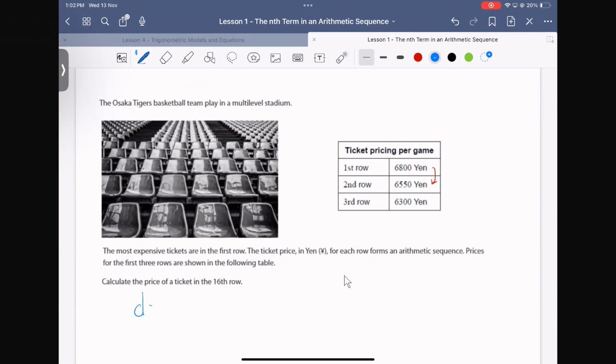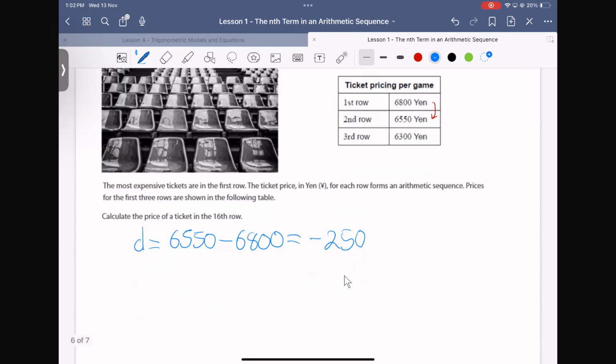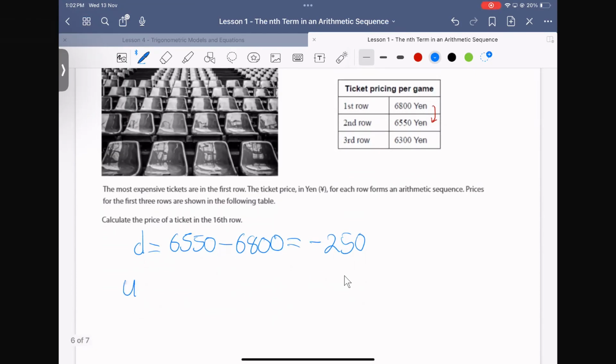So we'll start off with d is equal to 6550 and then subtract the term before it. What does this give us? Negative 250. So our common difference is negative 250, and we have to calculate the price of a ticket in the 16th row. So we need U16 is equal to U1, which is 6,800, plus 16 minus 1 times negative 250. I'll put a little bracket around the negative 250 so it doesn't look like subtract 250.